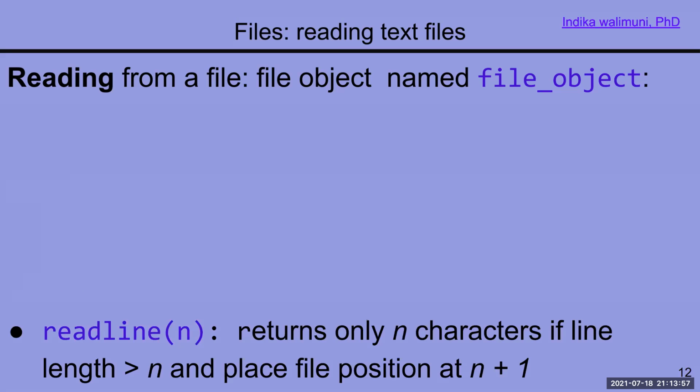If we pass a parameter number n to readline, it returns only n characters from that line if the line length is greater than n, and places the file position at n plus 1. If n is greater than the line length, it reads the first line and then goes to the next line as well. Let's see how this works.